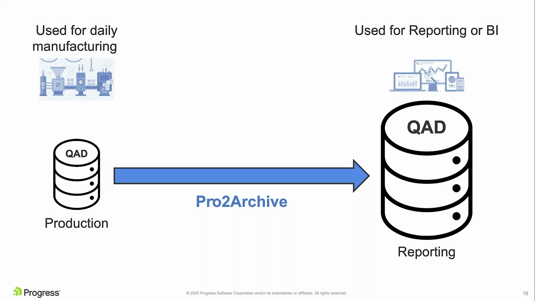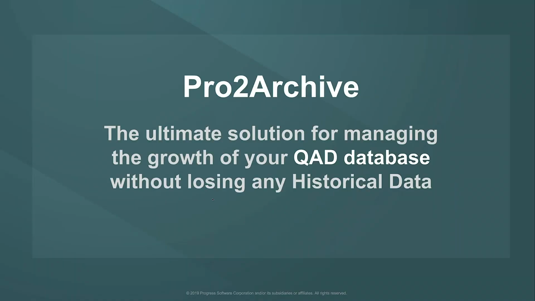So with having all the data, you don't really care what your archive boundaries are. You want to be rational and maybe archive everything older than 2 years and do it on a monthly basis. But then you have this reporting database on the right that has all the data, so that whole archiving timeline completely goes away. So in summary, Pro2 Archive, the ultimate solution for managing the growth of your QAD database without losing any historical data. So that's the end of my slides.